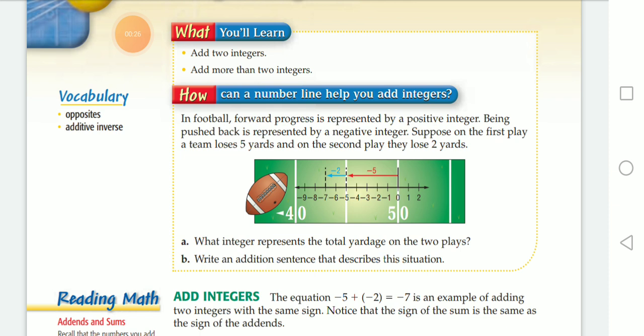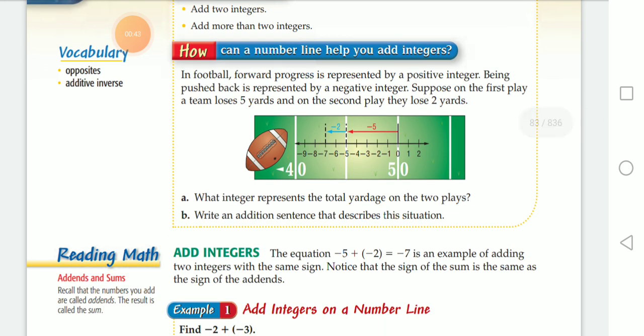In football, forward progress is represented by positive integers. Being pushed back is represented by a negative integer. Suppose on the first play a team loses 5 yards and on the second play they lose 2 yards. This is a game, okay? What integer represents the total yardage on the two plays? Write an addition sentence that describes this situation.